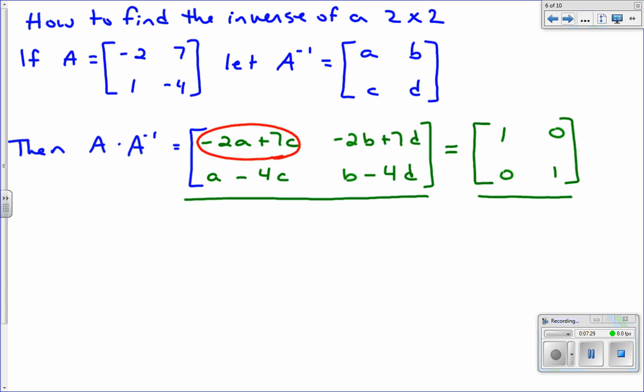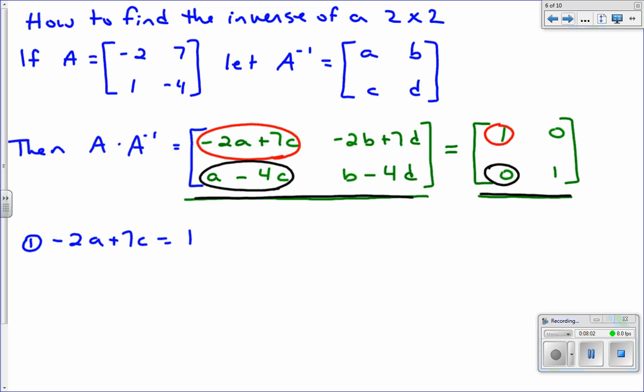Notice that this must now be equal to this. And A minus 4C must be equal to 0. Okay, because this is the result of multiplying, but we also know that if they're inverses, they'll multiply to give me the identity matrix. So I'm going to look at just the first column here for starters and recognize that I have a system of equations where equation 1 is negative 2A plus 7C equals 1, and equation 2 is A minus 4C equals 0.